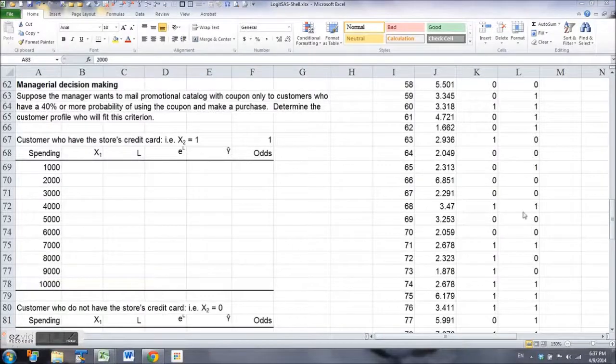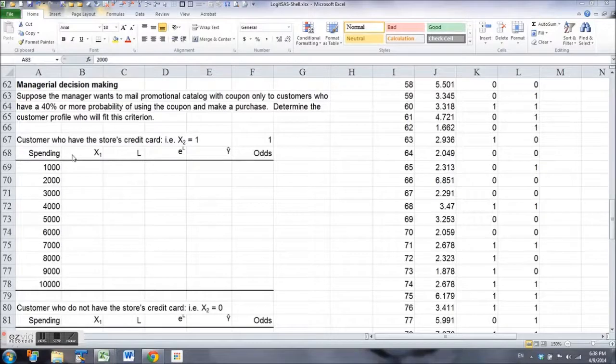Now let's look at an example of how to use the logistic regression that we have developed. Suppose the manager wants to send out the expensive catalog with the coupon only to those customers with at least 40% probability of making purchases and using the coupon. How do you identify those customers?